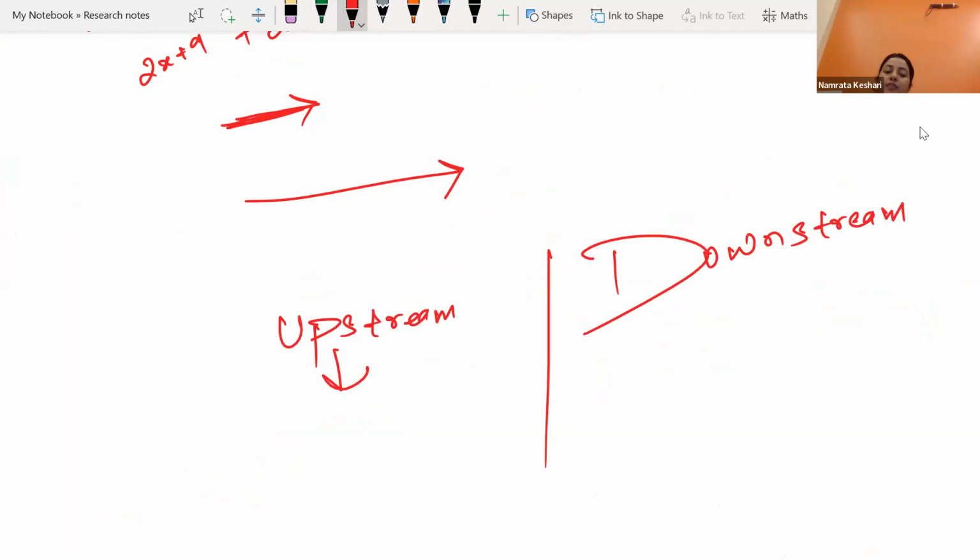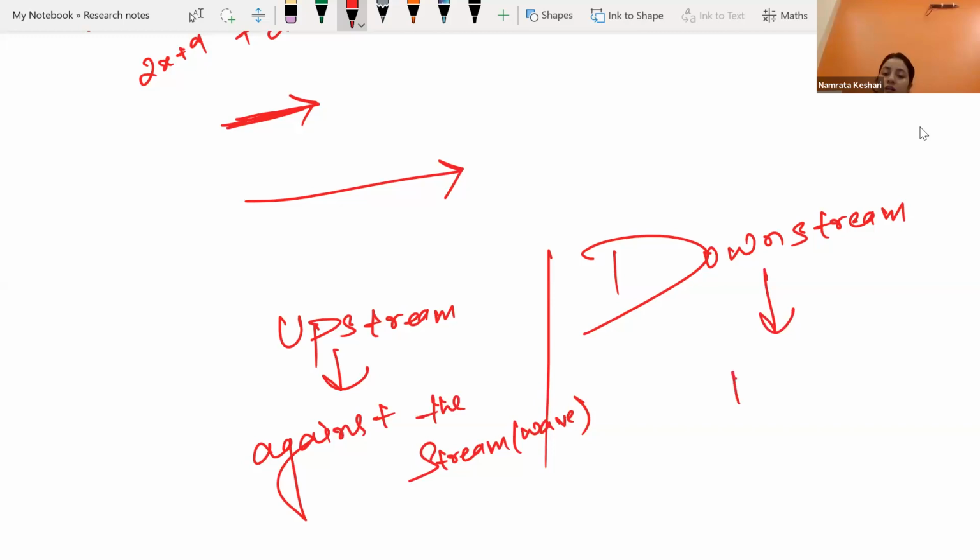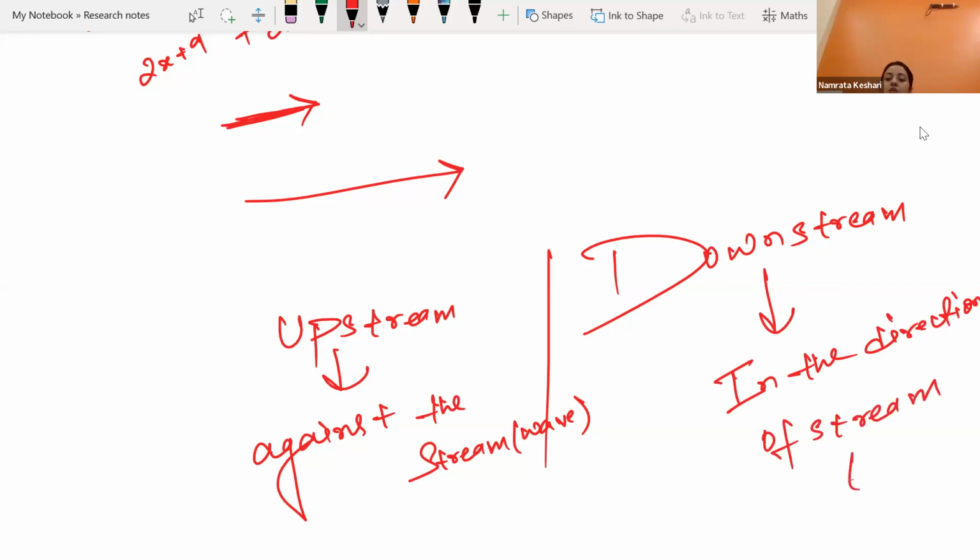When the boat is going against the stream, against the wave, against the flow, that's called upstream. And when the boat goes in the direction of the stream, that's called downstream. So whenever the boat goes against the stream, that's called upstream. Whenever the boat goes in the direction of the stream, that's called downstream.